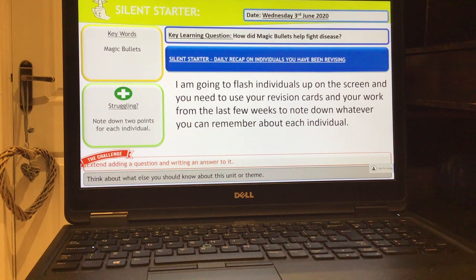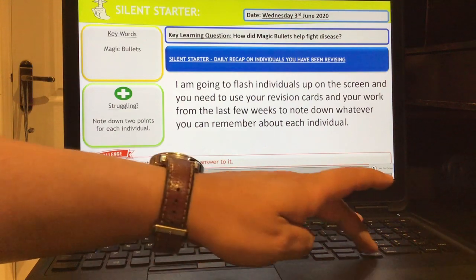Okay, right. So we're going to go through each individual. You've got the key learning question and the date in your books. You're going to have about 30 seconds on each individual. I'm not going to wait for 30 seconds because I'm going to allow you to press pause, and if you want to spend a minute on each one, that's fine, or even 2 minutes. I'm just going to flash up the names and get cracking with the lesson.